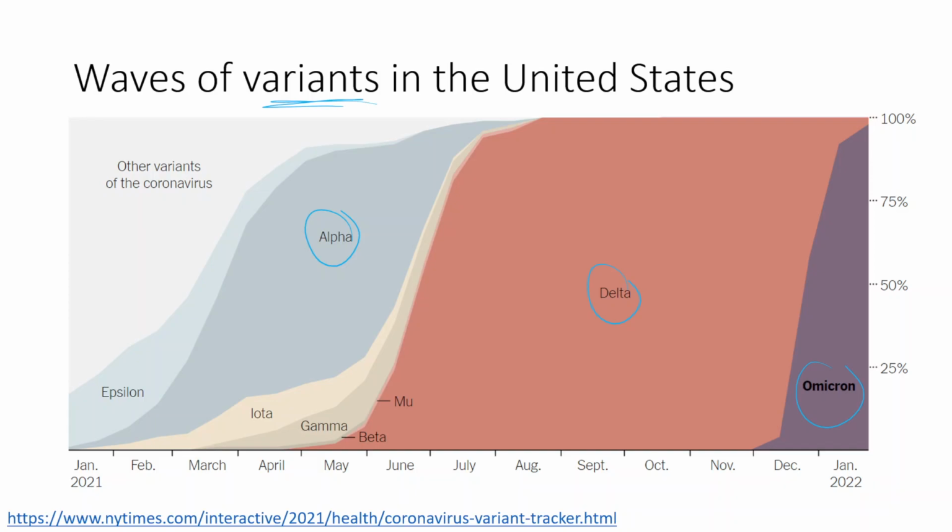So the difference between strains and variants is a little bit hard to define. Usually a strain is a larger difference than a variant, but there's a spectrum in between them.